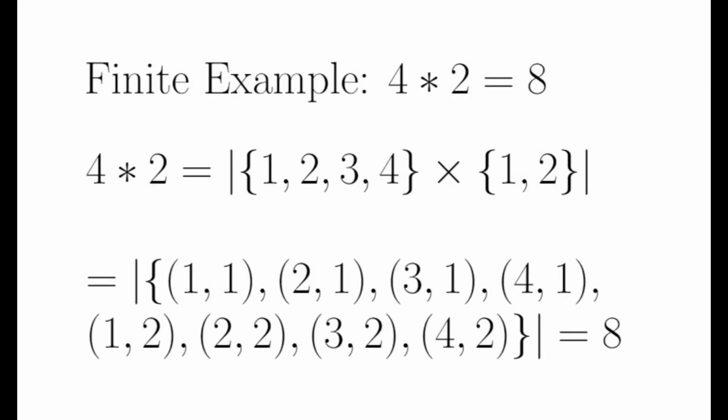Let's look at some examples. First of all, we need to make sure that this definition works for finite numbers as well. Let's say that A is the set {1, 2, 3, 4}, and B is the set {1, 2}. And we want to use that to calculate 4 times 2. By our new definition, that would be the cardinality of the Cartesian product of the two sets, which is (1,1), (2,1), (3,1), (4,1), (1,2), (2,2), (3,2), (4,2), which is 8. So by our new multiplication, 4 times 2 equals 8, which is what we want. In fact, it is not hard to show that for any finite counting numbers m and n, our definition of multiplication yields the same result of m times n that you would expect.